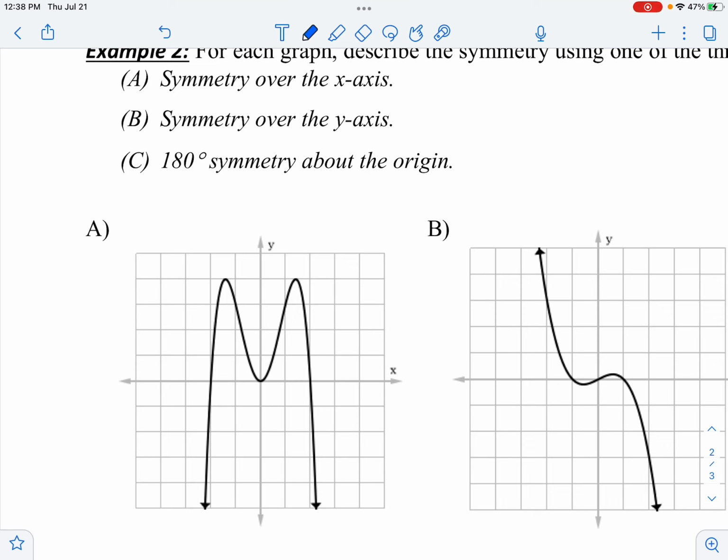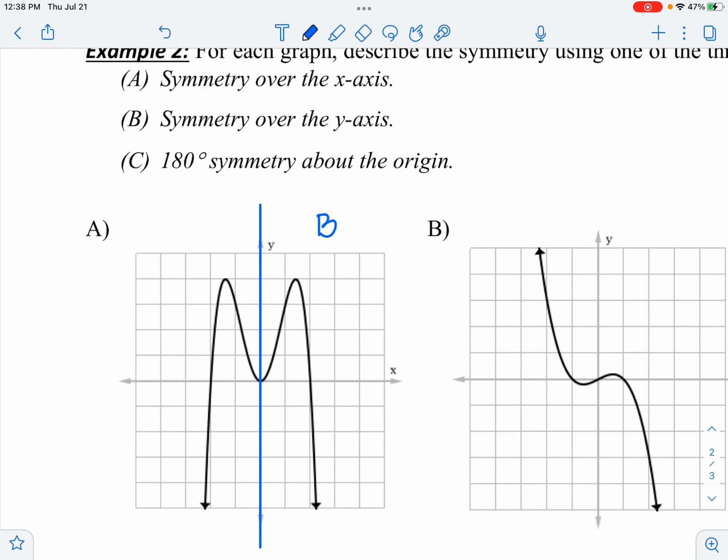All right, so let's look to see if there's symmetry over the x-axis. So basically, I'm going to use the x-axis as a knife. Here's a knife. And say if I cut the graph right there, would the top half fall on the bottom half? The answer is no, so that's no. All right, now I'm going to look for symmetry over the y-axis. So I'm going to use that as a knife. And if I folded the left side over the right side, would it fall on itself? Yes. So this is symmetry over the y-axis, B.